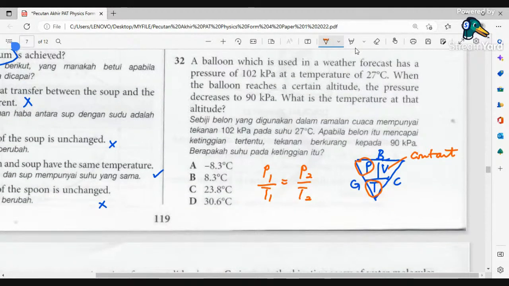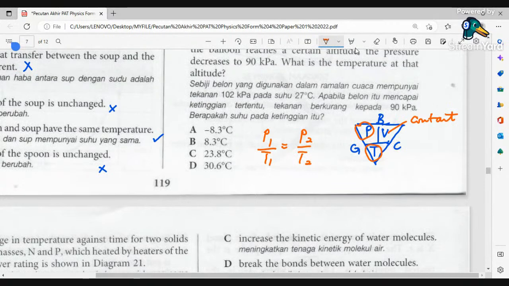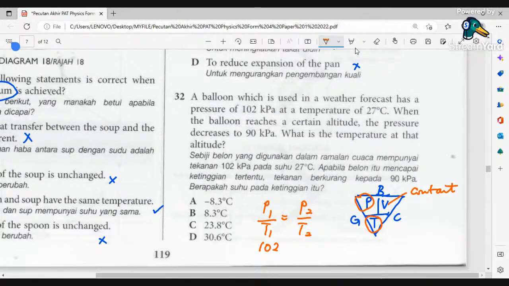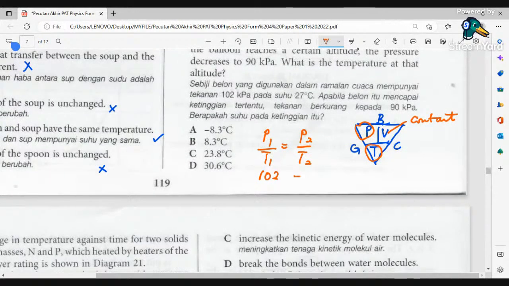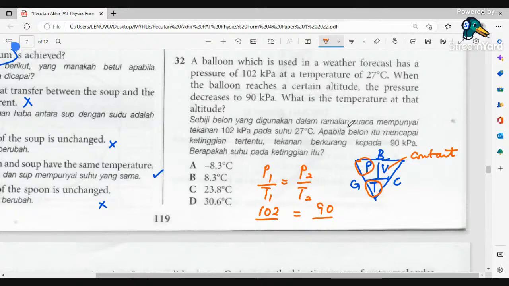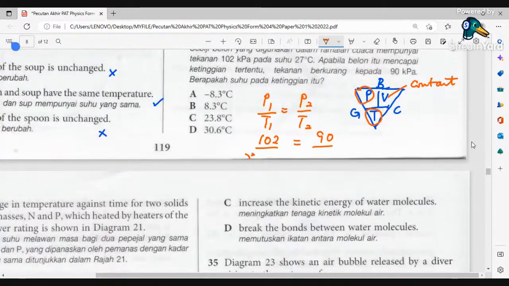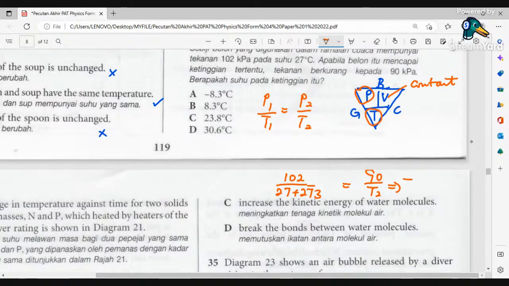Okay. Okay, P1 102. Decrease to 90. 90 ialah P2. First temperature 27 means 27 plus 273. Okay, 102 over 27 plus 273 equals 90 over T2. Cari T2.